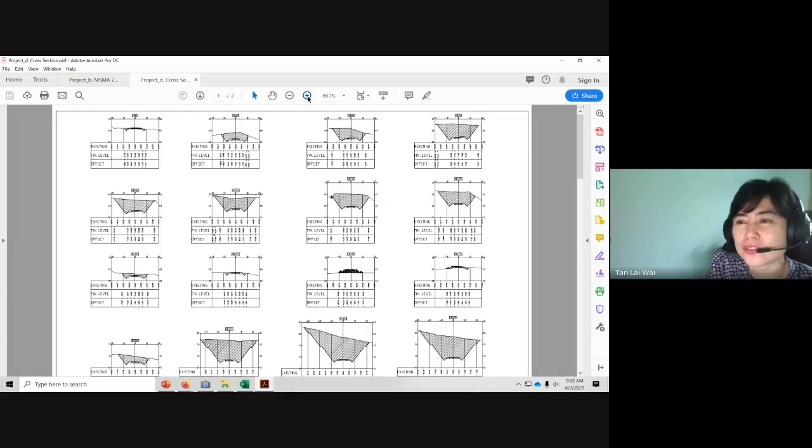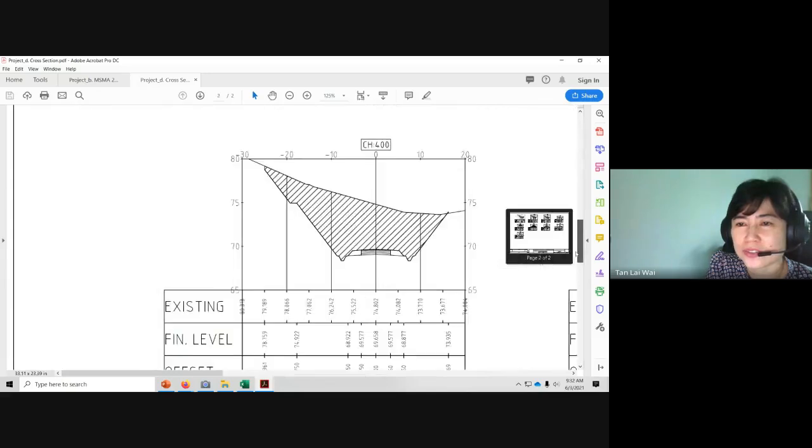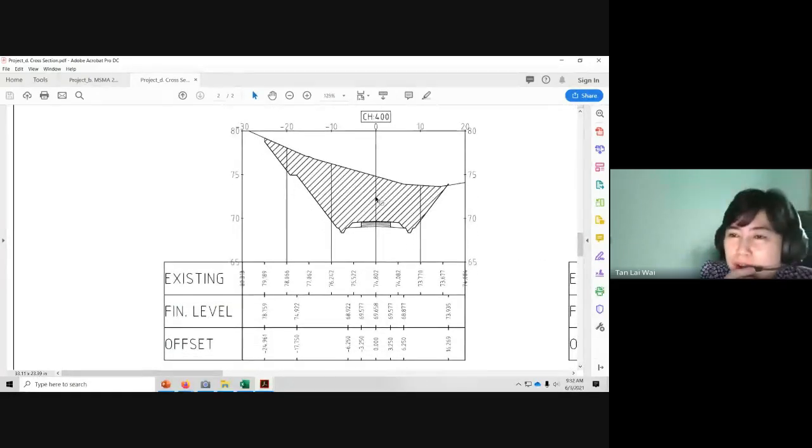Saya bagi contoh je lah. Saya ambil mana-mana keratan. Okay, contohnya, saya ambil contoh 400 meter chainage. Ini ialah lokasi satu bench drain. Sebab kalau tengok, sini ialah jalan kita, ini ialah cut area yang akan dipotong. Okay. Ini ialah slope of cutting. Okay. Ini lokasi satu bench drain.